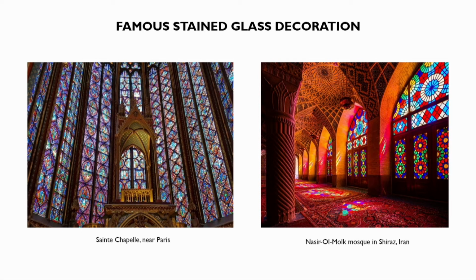Many stained glass windows have been produced around the world. Here are some of the most famous ones. The Sainte-Chapelle in Paris, the Nasir al-Mulk Mosque in Iran, the Chartres Cathedral in France, and a well-known museum of stained glass and glass art is found in Switzerland.